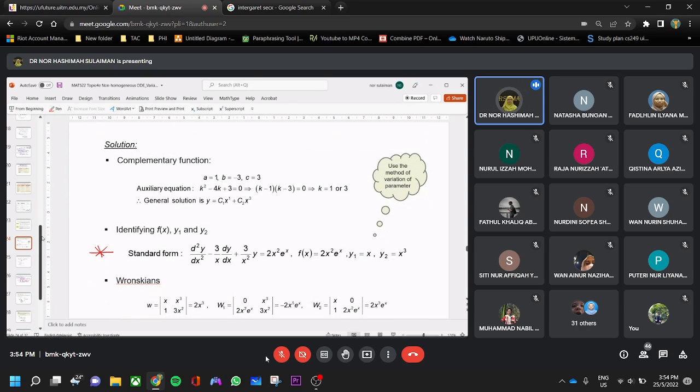Okay, ada soalan nak tanya? Ada soalan nak tanya?